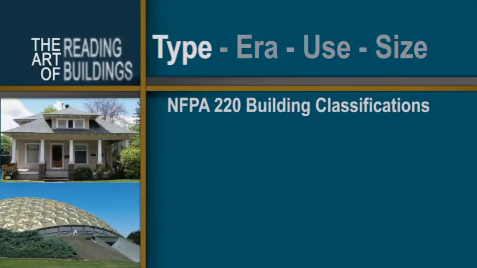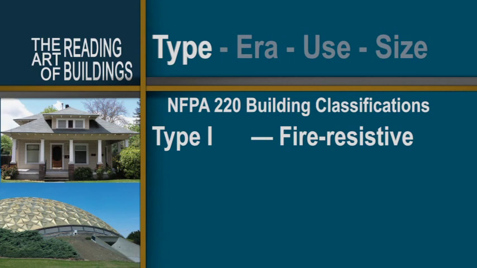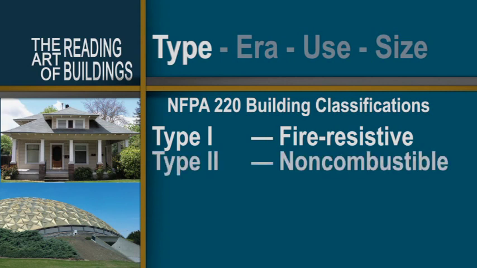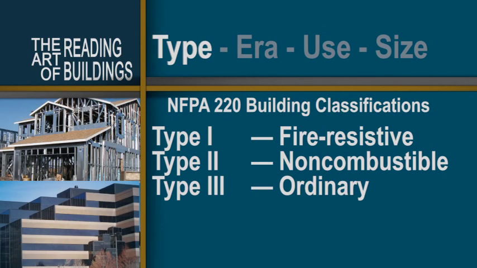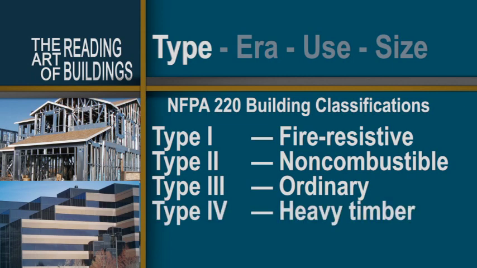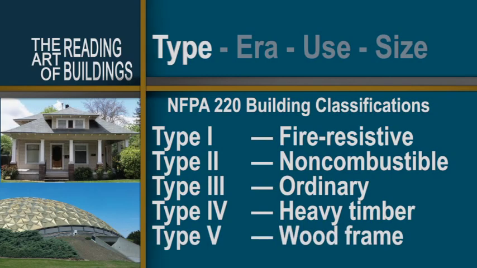Now let's start with a brief review of the types of construction. We know there's generally 5 types of construction. Type 1 being fire resistive, type 2 being non-combustible, type 3 being ordinary, which is kind of a generic term for a masonry built building with wood floors and roofs, right? Then we have type 4 heavy timber, and lastly type 5 wood frame.